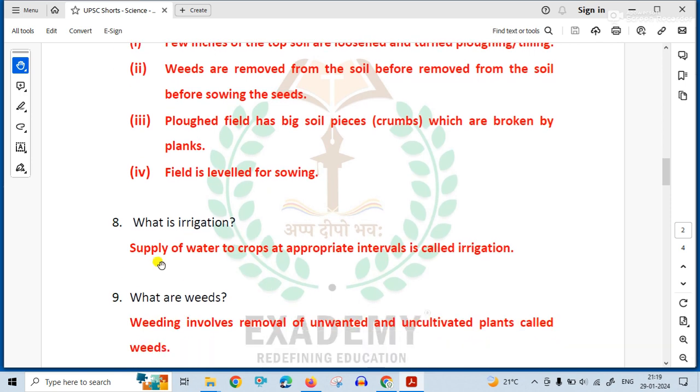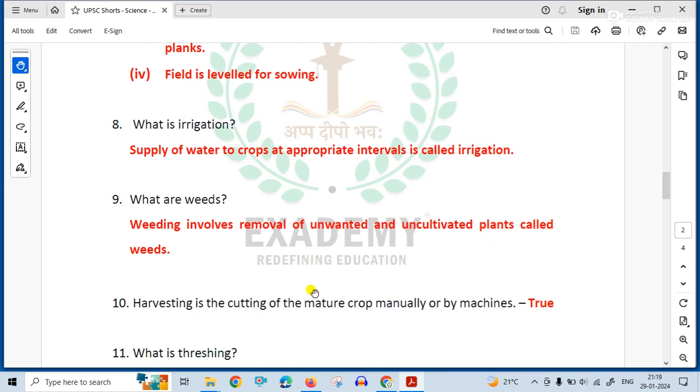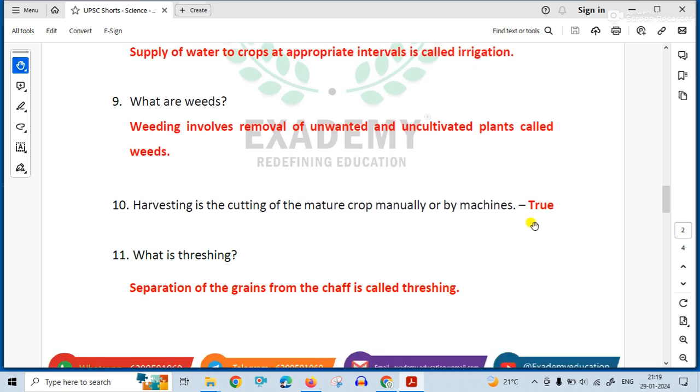What is irrigation? Supply of water to crops at appropriate intervals is called irrigation. What are weeds? Weeding involves removal of unwanted and uncultivated plants called weeds. Harvesting is the cutting of the crop manually or by machines. So this statement is true.